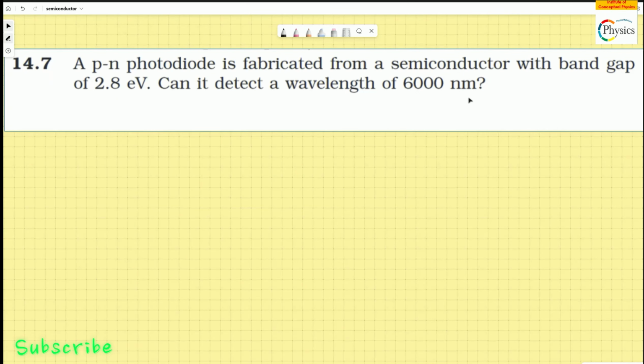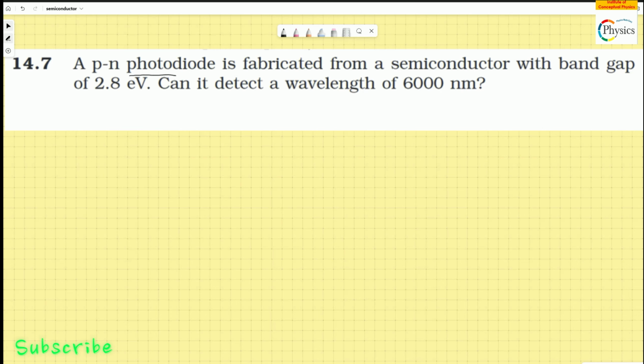All right, good morning. So, another question from NCERT Semiconductor Devices. I find students struggling in semiconductors, and therefore my current focus is semiconductors. So, this question is on a photodiode, okay?